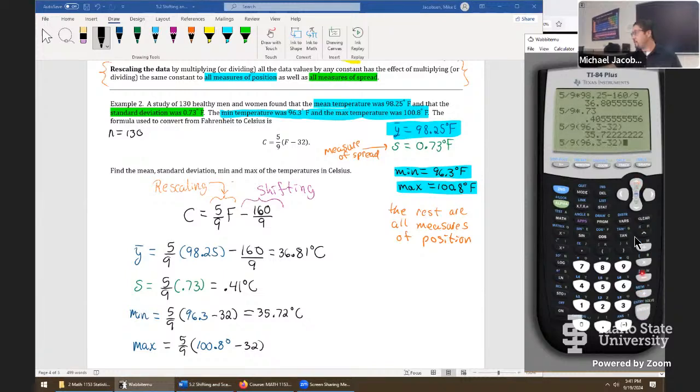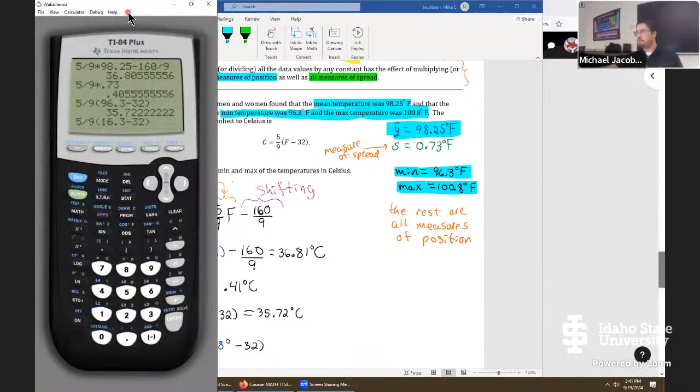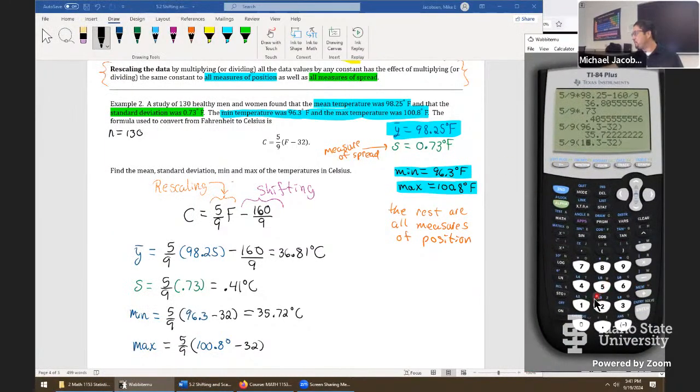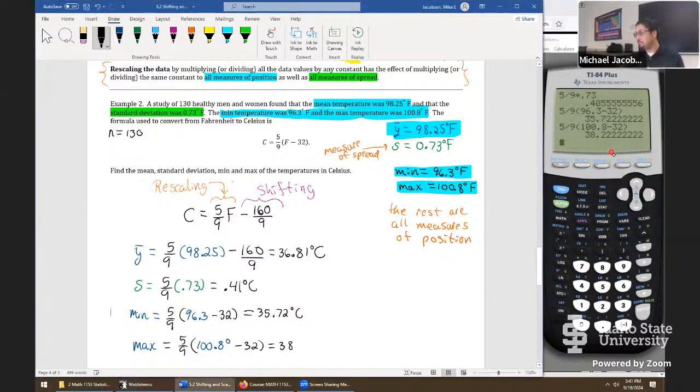You could up arrow, hit enter, left arrow, and just overwrite. You could put 100.8. I'm kind of overwriting what I had before, but maybe it's a small shortcut you could use there. So 5/9, so 100.8 minus 32 gives us 38.2 degrees Celsius. So that's the conclusion of that problem there.